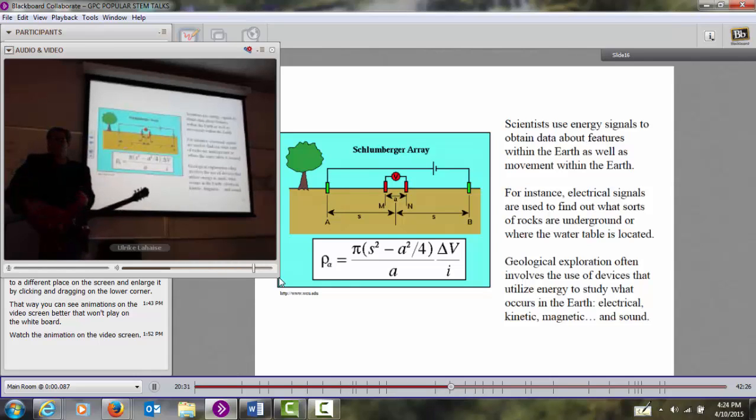Here's a Schlumberger array. This is where you take two poles and you create an electrical field, and you measure the resistivity in the rocks and the water beneath you. In fact, this is the go-to method to find out where your water table is. Schlumberger array is one of several. It's called electrical resistivity. It's part of the whole science of geophysics. This is how people do geological exploration.